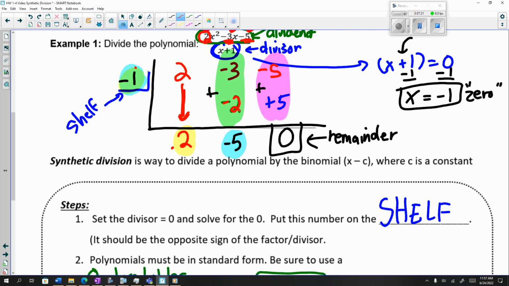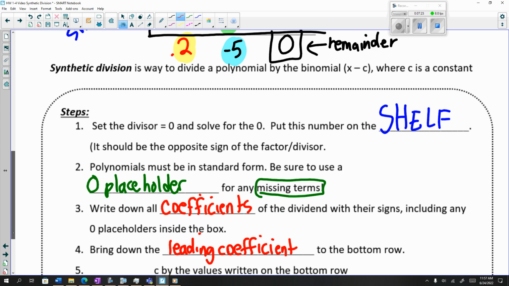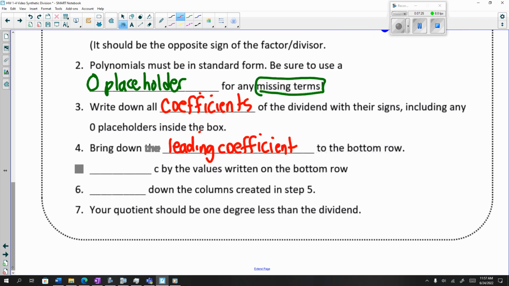So down below for step 5, it says we got to put multiply in here. Multiply by the number that's on the shelf. I'm going to put the number on the shelf in here. And then add down the column. And then your quotient should be 1 degree less than the dividend.